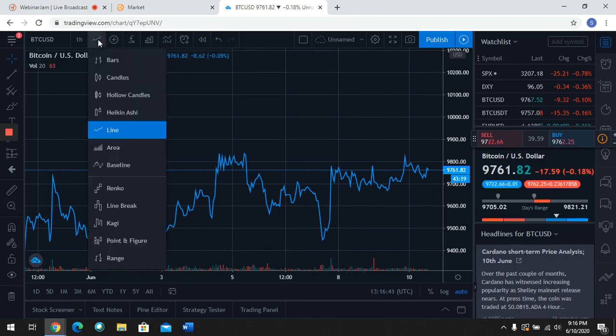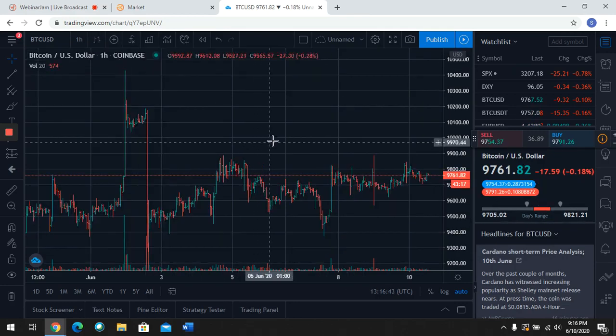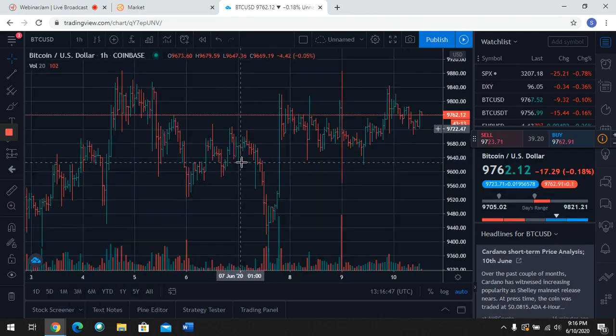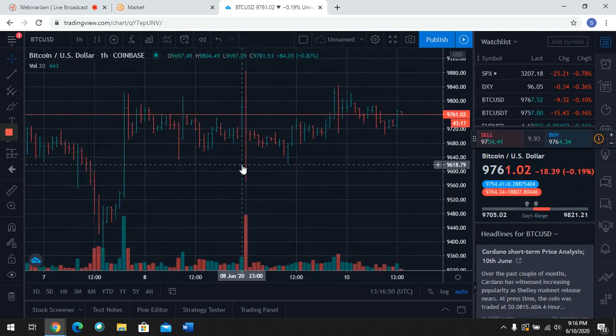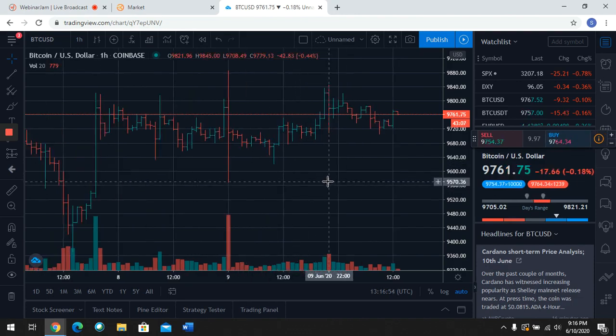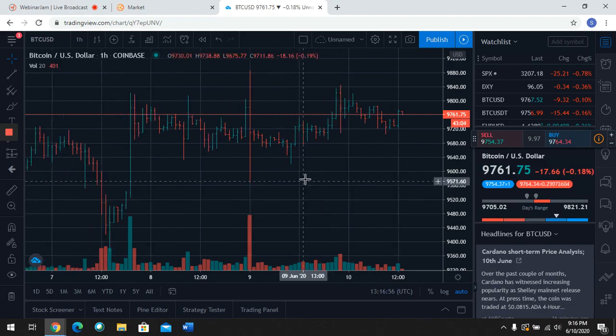Okay, so let's move into bars. And let's take 1 hour as well. So I'm going to expand it so that we have a better understanding on the bar pattern.